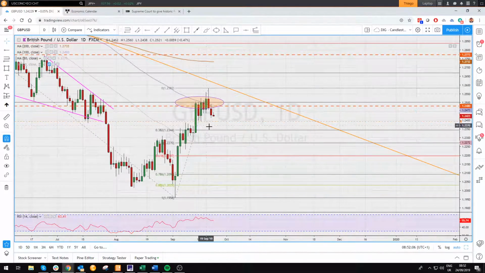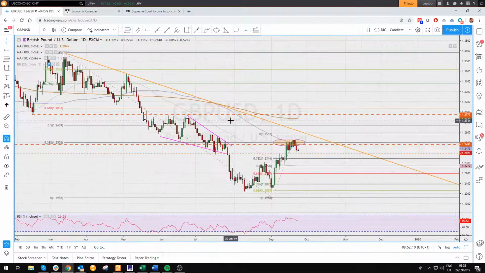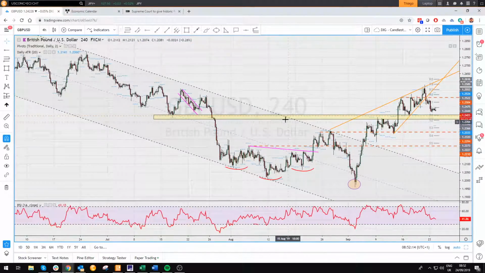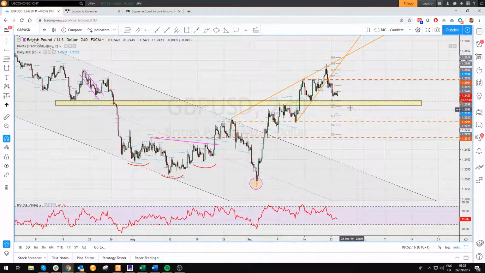So the key level to watch here is going to be this 124 handle, and if we start breaking, guys, I think on the 4 hour we can see more detail. This zone that we drew yesterday is key. It's around the 123.80, 124 handle. If we do close below this zone today, I think that's quite a big sign for the cable that the high is probably done.